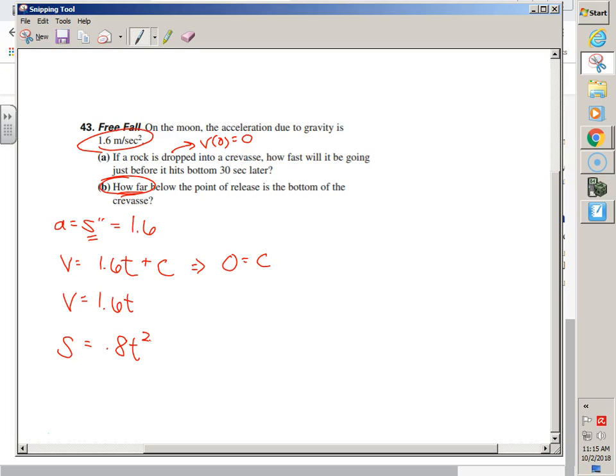But wait a minute. How far below the point of release is the bottom? I would love to plug in the bottom, except I think the surface of the moon was the beginning, because we made the initial position 0. We could have done a plus c, but we could just have the surface of the moon, or wherever you are when you drop it, be 0. We need to figure out how far it fell, though. I need to plug in a time. Did you guys find a time? 30 seconds, right? It hits the bottom 30 seconds later. So I can just plug in 30, as long as this is being measured in seconds, which I think it is.